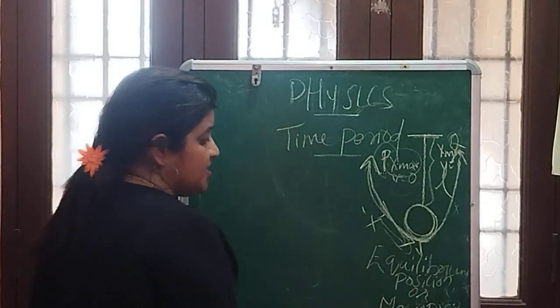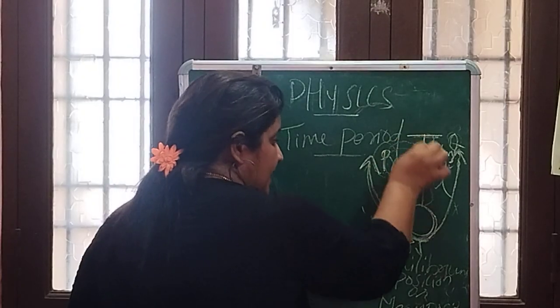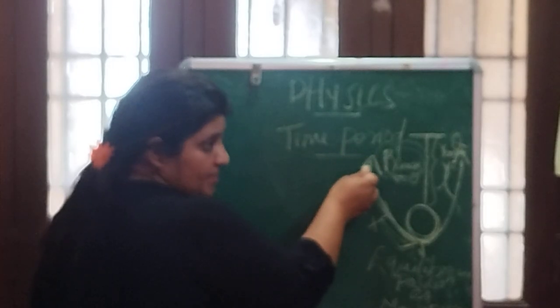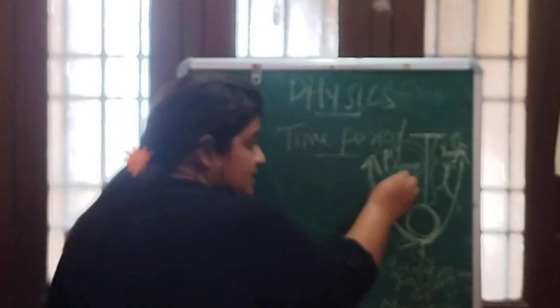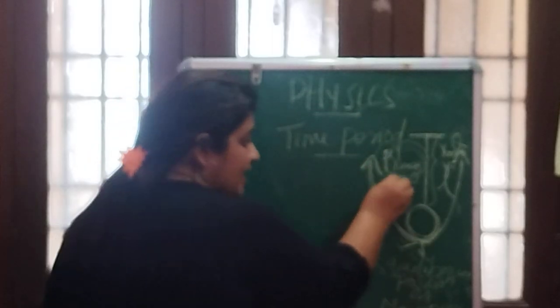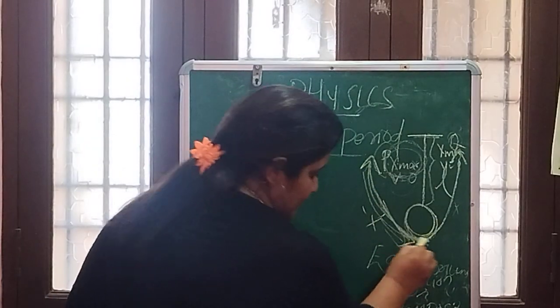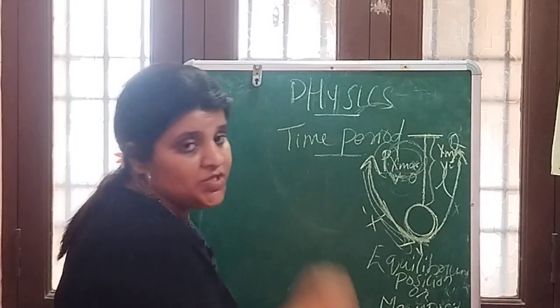At this extreme position P, the displacement of the bob will become maximum and the bob will achieve its maximum displacement. At that time, the final velocity of the bob will become 0 and the bob will come back to the equilibrium position O, which completes one oscillation.